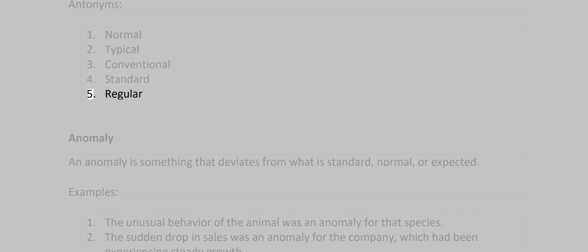5. Regular. Anomaly. An anomaly is something that deviates from what is standard, normal, or expected. Examples: 1. The unusual behavior of the animal was an anomaly for that species. 2. The sudden drop in sales was an anomaly for the company, which had been experiencing steady growth.